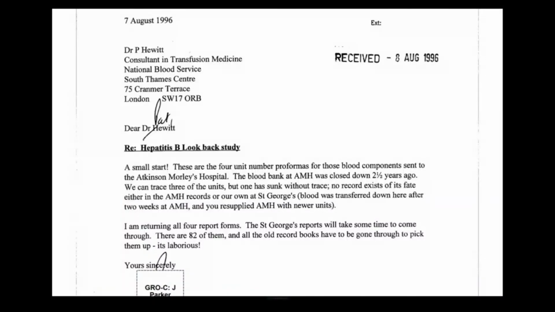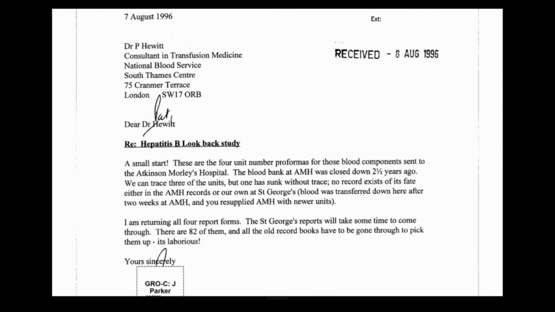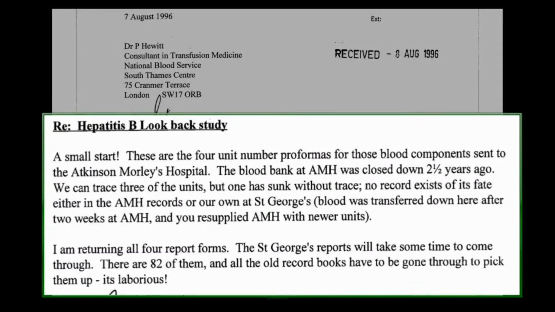We have a letter from August 1996 from a consultant haematologist to Dr. Hewitt about the hepatitis B look-back study, and it records this. A small start. These are the 4-unit number pro formas for those blood components sent to the Atkinson Morley's Hospital. The blood bank at AMH was closed down 2.5 years ago. We can trace 3 of the units, but 1 has sunk without trace. No record exists of its fate, either in the AMH records or our own at St George's.